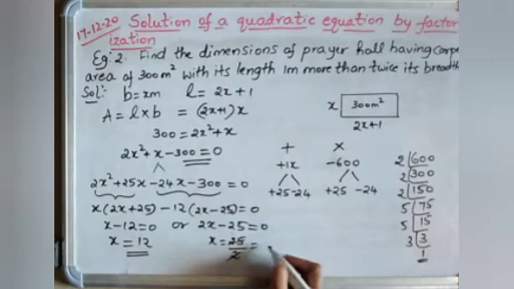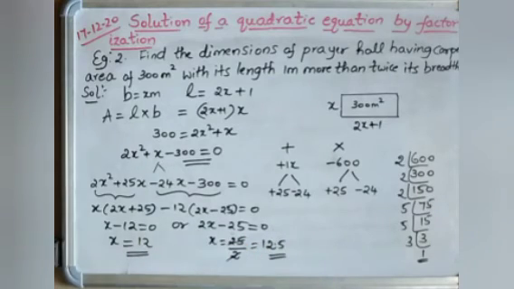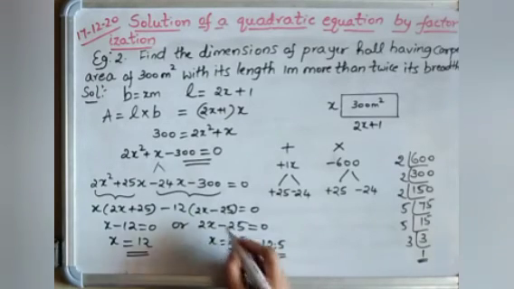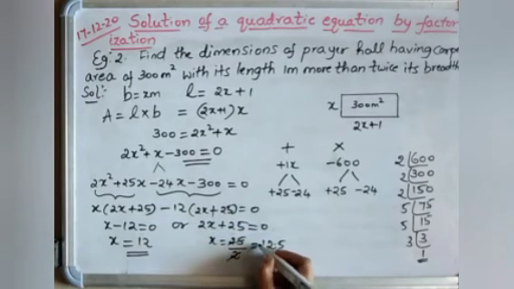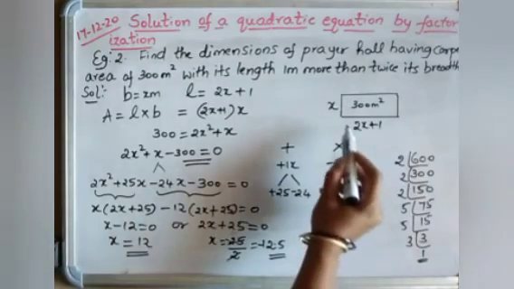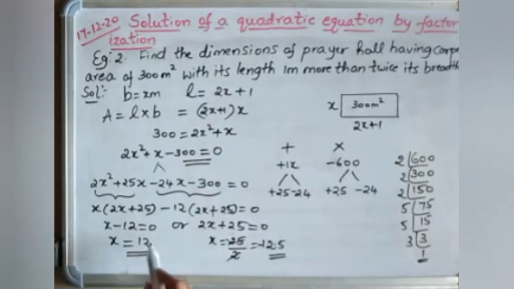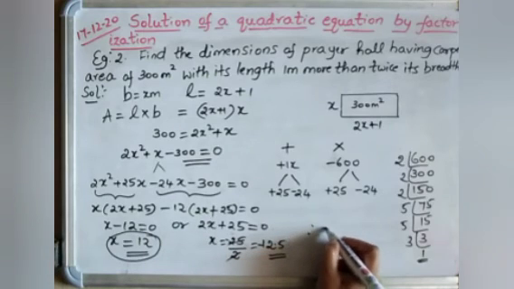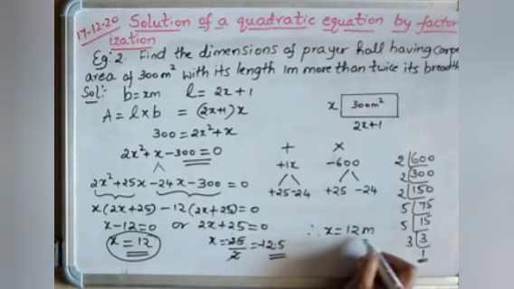That is minus 12.5. So here we got two values for x, that is plus 12 and a negative value. Since the length or breadth we have to take only as positive, we cannot take it as a negative number. So we have to consider the positive value. Therefore, x is equal to 12 meter.